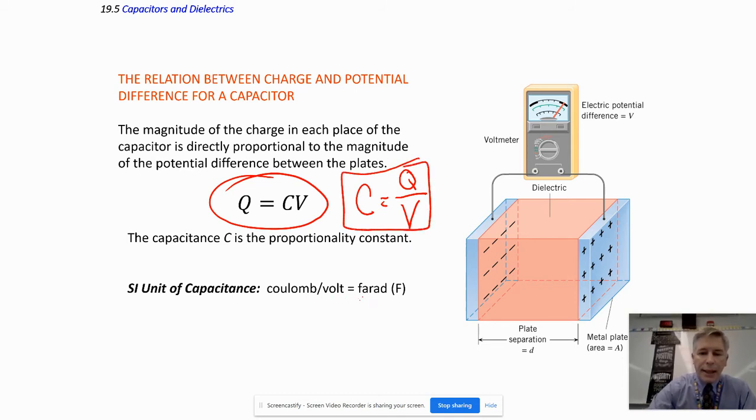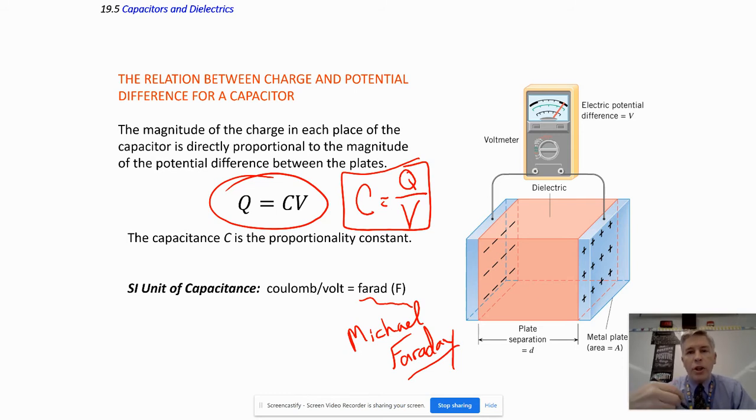So capacitance is measured in a unit called the farad, which you saw a little bit in the PhET simulation and in class, and it's named for Michael Faraday. Michael Faraday is a famous physicist who did a lot of work with charge and magnetism and that type of stuff. And basically they took part of his name and call it a farad. So it's labeled with a capital F. This is one way to do it.